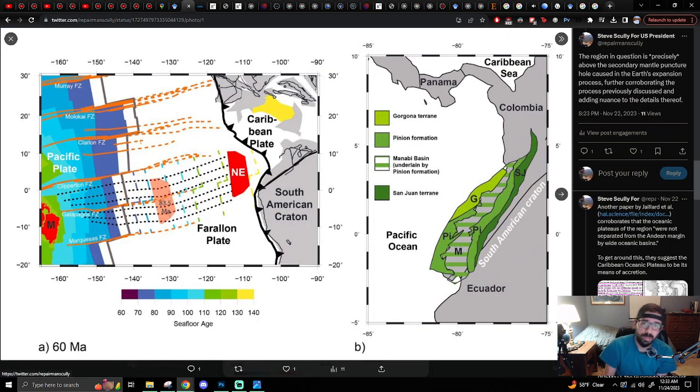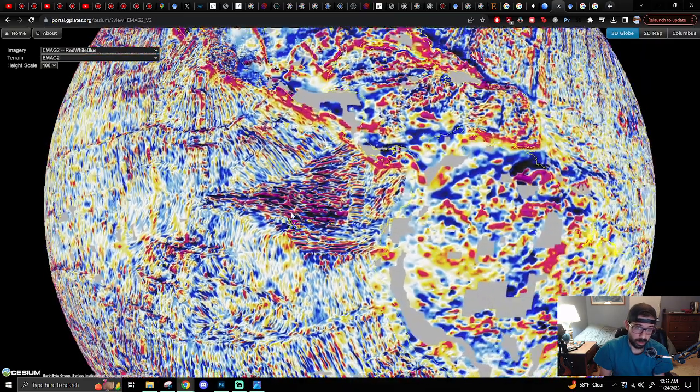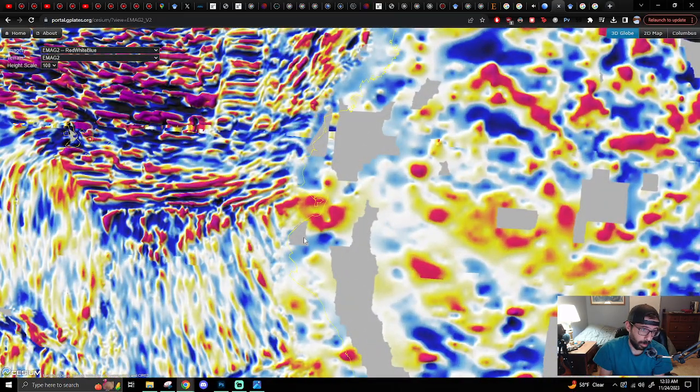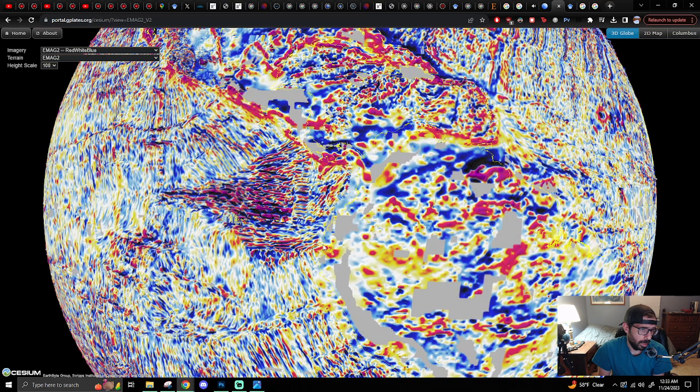Then I said the region in question is precisely above the secondary mantle puncture hole caused in the Earth's expansion process, which we kind of just looked at. So this I've been saying is the secondary mantle puncture hole for probably a year now since I noticed it. I'm pretty sure it's in my Earth's expansion video or Earth's undercurrents video. I'm not completely certain if I talk about it.